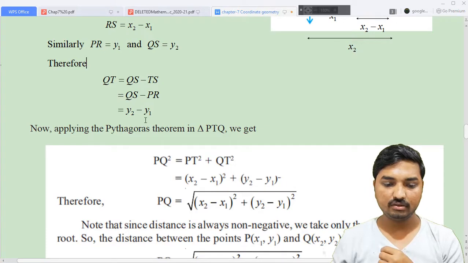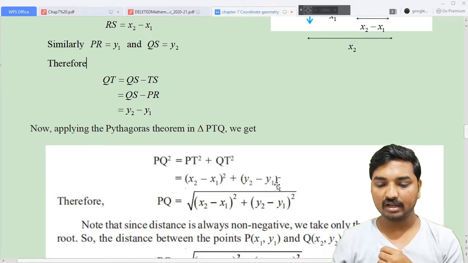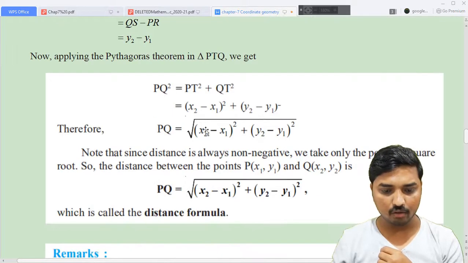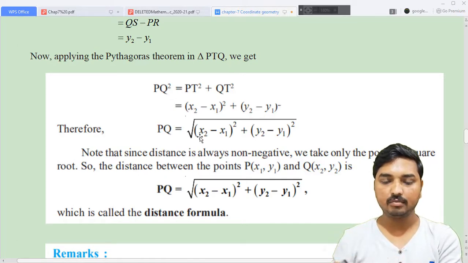Then QT means y2 minus y1, but QT square is present here. That's why it will become y2 minus y1 whole square. This is square. I think it's not clearly visible for you. Just try to understand, here square is present. Okay, so now here the square is there. If you shift the square towards the right side, it will become what?